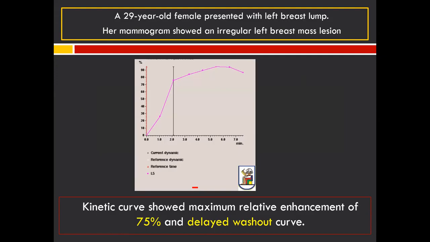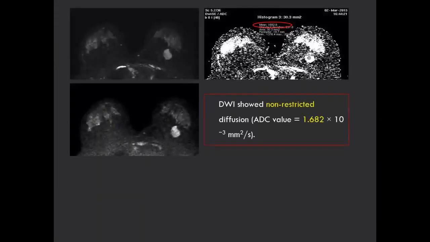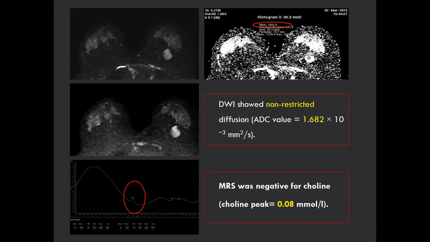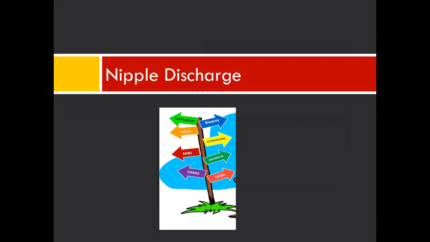We will never be sure based on the kinetics whether this lesion is benign or malignant. This was the diffusion weighted image, and when the lesion appears white in the ADC map, then this is non-restricted diffusion, a sign of benign. And when we measure the ADC value, it was a high ADC value, again going with a benign pathology. In the spectroscopy, there was no choline peak. The choline peak was very low, and a biopsy was taken from this lesion, and it was simply a fibroadenoma.